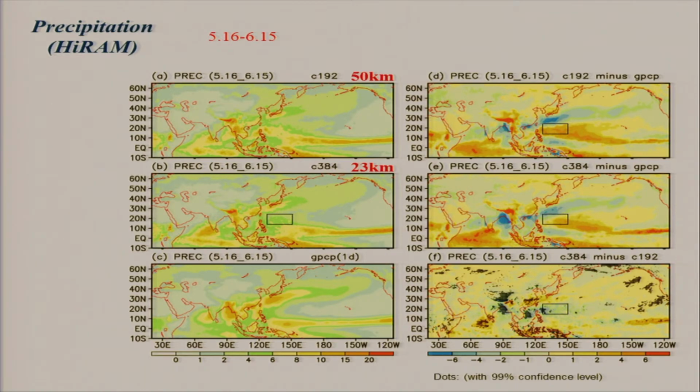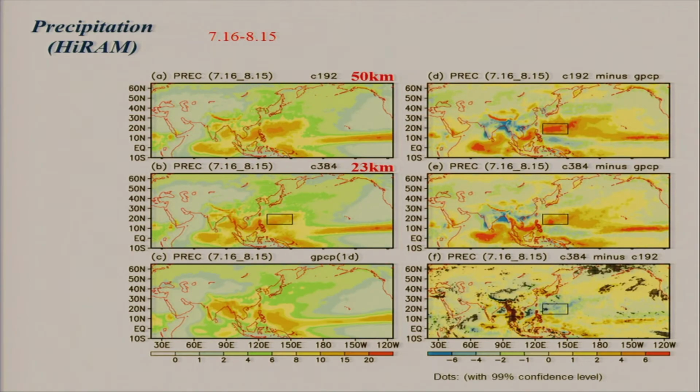The same model bias occurs in the 20 kilometer, but there is considerable improvement. For example, the underestimation can be improved at higher resolution. This is the 20 kilometer minus 50 kilometer. And over the WNP, okay, the bias seems to be improved.